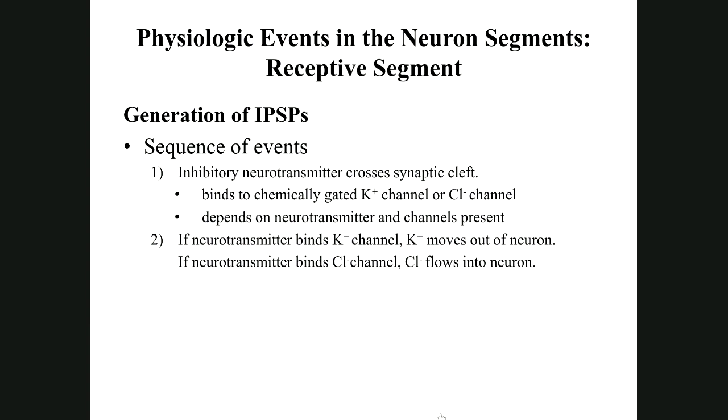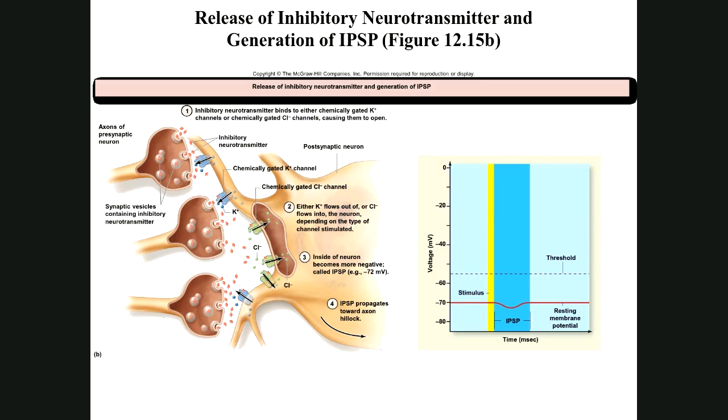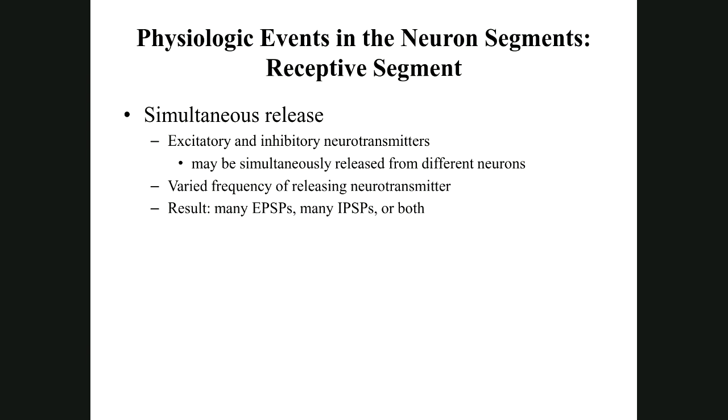Again, it's a balance of these two. It's a balance of the excitatory and the inhibitory that are going to determine exactly what that cell does. There are both excitatory and inhibitory neurotransmitters that are simultaneously released from different neurons. They're binding on that target cell, and so the balance is what determines what that cell is going to end up doing, the balance between the EPSPs and the IPSPs.